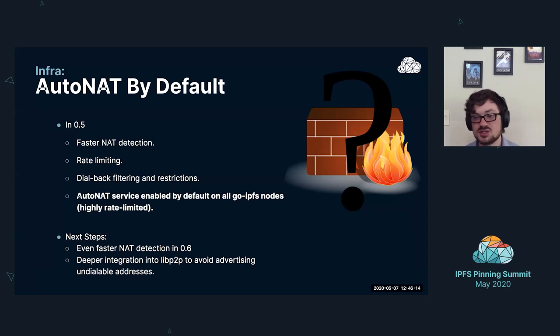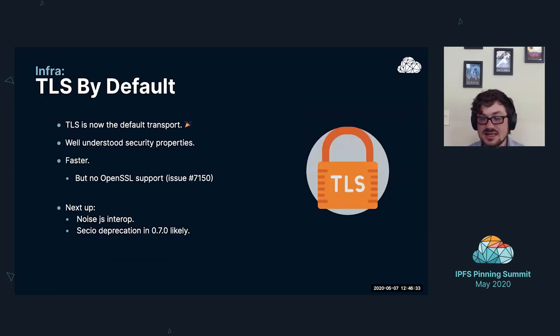There's documentation in the go-IPFS repo. But this is a very rate limited service, so we don't expect it'll be problematic. But if you don't want your node to perform any extraneous dials, then you could turn this off. Please don't, because you're helping the network by leaving it on. But just heads up. Second of all, we switched to TLS as the default transport.